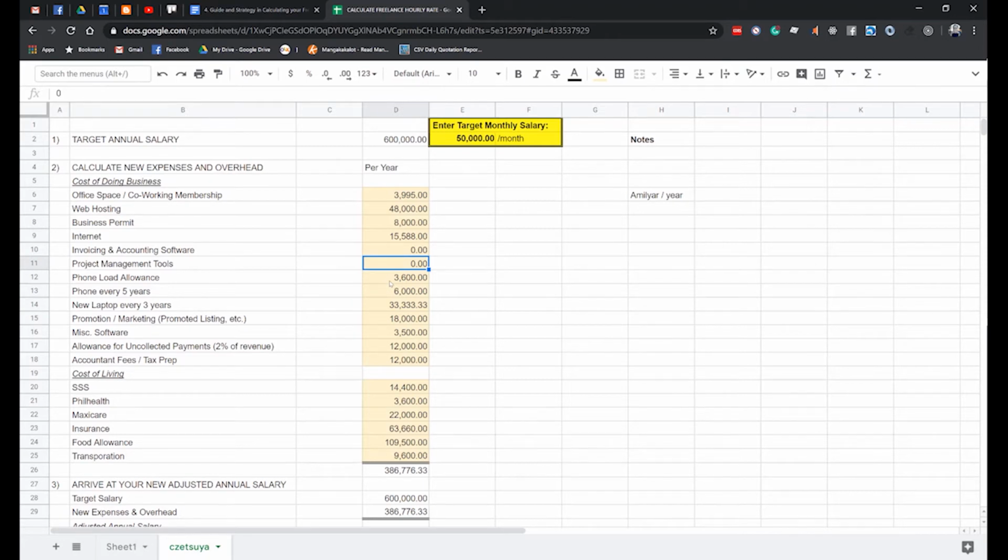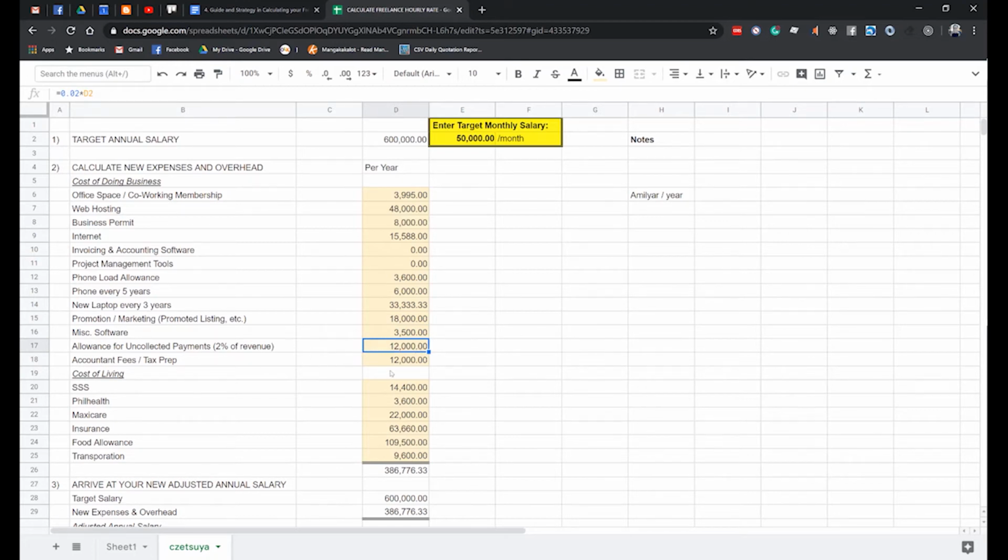Now here, she factors in the phone load allowance, maybe for calling her clients, and then she's changing her phone every 5 years, and then a new laptop every 3 years. Now she's also paying for promotion and marketing, which costs around 18,000 per year. And for other miscellaneous software, 3,500. Allowance for uncollected payments. I think this one is for the unforeseen expenses.